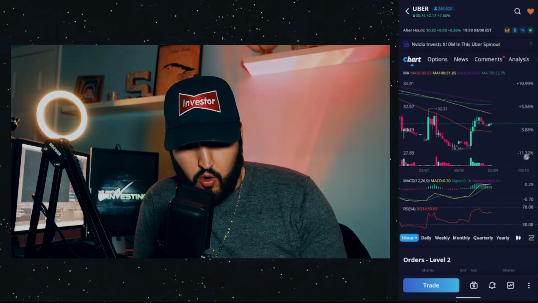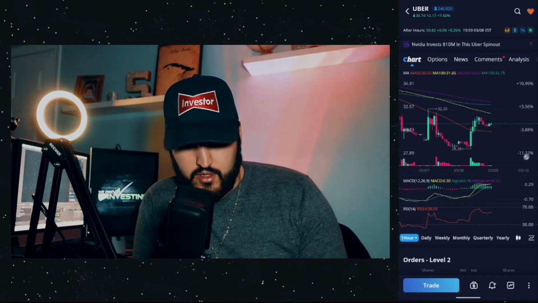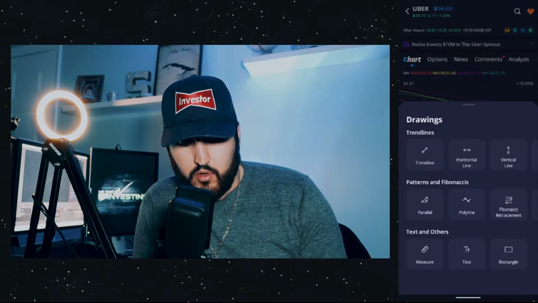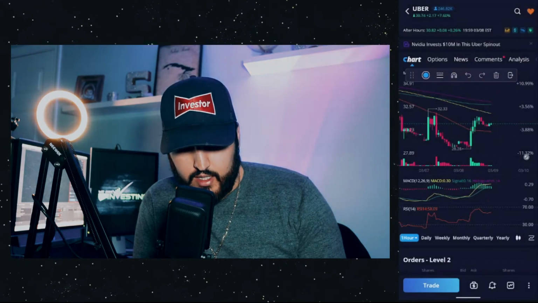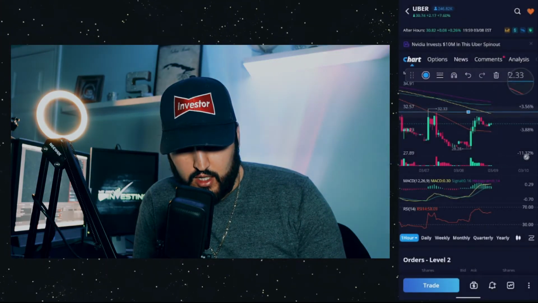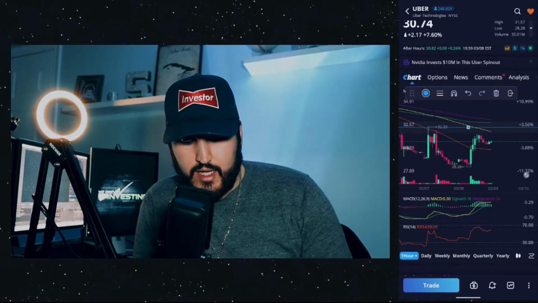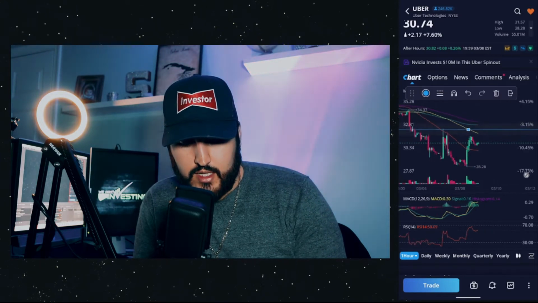For instance, if I wanted to add that resistance line, all I have to do is click on the bottom right, the little squiggly line, click draw, then add a horizontal line, and put it right there around that resistance at around $32.33. And I can see that Uber is approaching that resistance, and that is a key point that I would love for Uber to break.